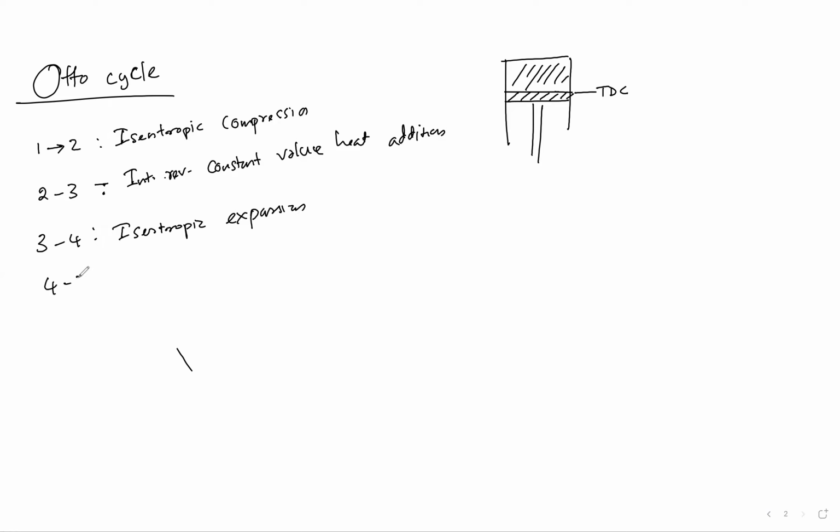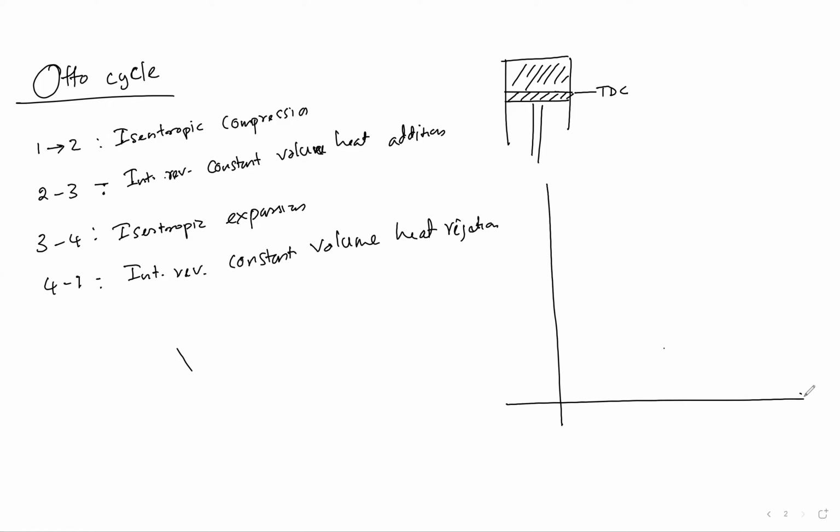And then 4 to 1 is internally reversible constant volume heat rejection, which is also equivalent to the exhaust process. Now, if I were to draw a TS diagram, a constant volume process on a TS diagram is shown like this.